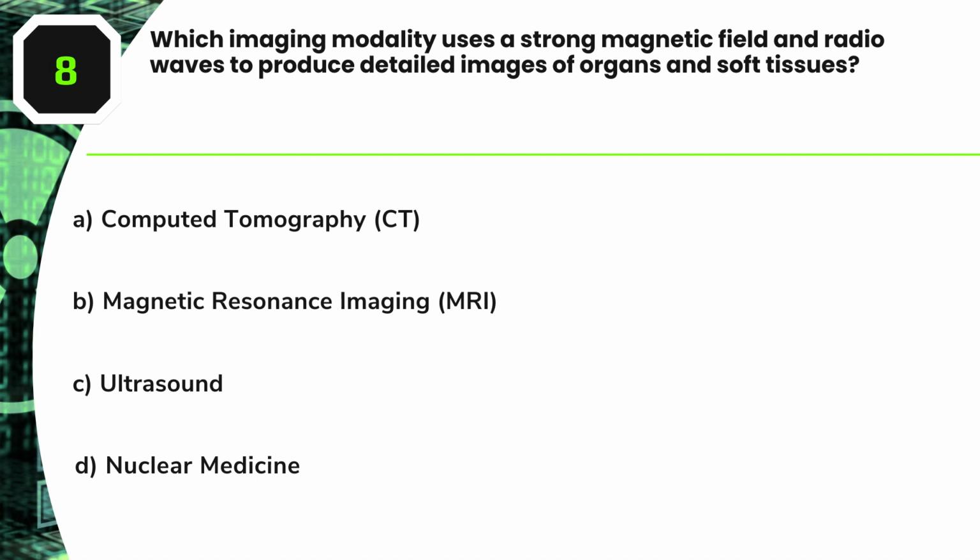Question 8. Which imaging modality uses a strong magnetic field and radio waves to produce detailed images of organs and soft tissues? A. Computed tomography, CT. B. Magnetic resonance imaging, MRI. C. Ultrasound. D. Nuclear medicine.